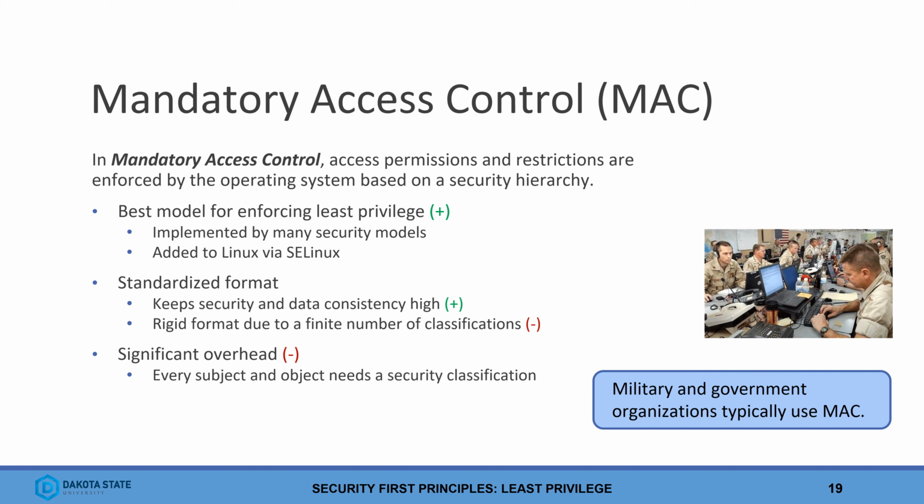In mandatory access control, or MAC, another confusing acronym, don't get this confused with MAC address, access permissions and restrictions are enforced by the operating system based on a security hierarchy. In this model, access control policy decisions are made by a central authority and not by the individual owner of an object, so the user cannot change access rights. This is really common in military and government organizations. They typically use MAC to assign security classification levels to individuals and to data, and therefore to map the associations between them.